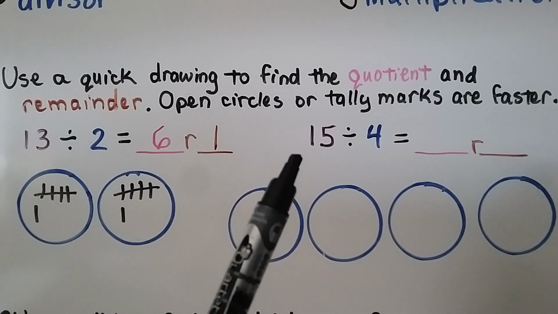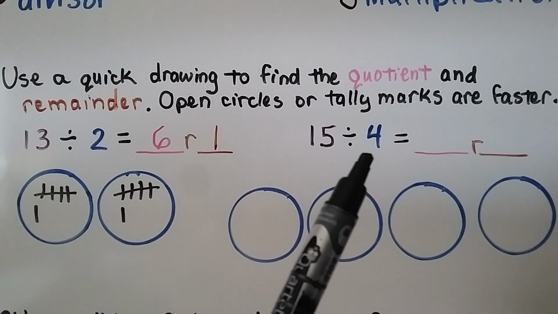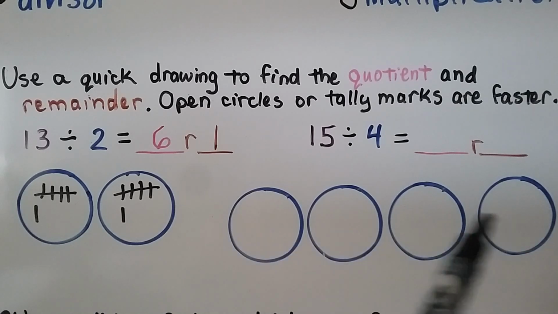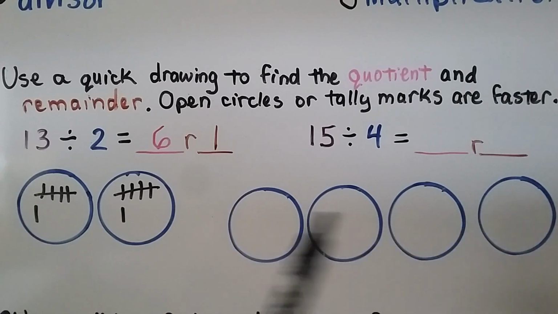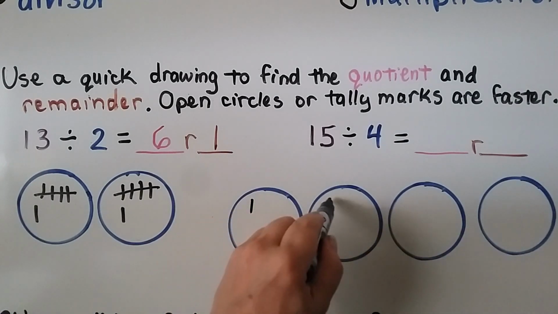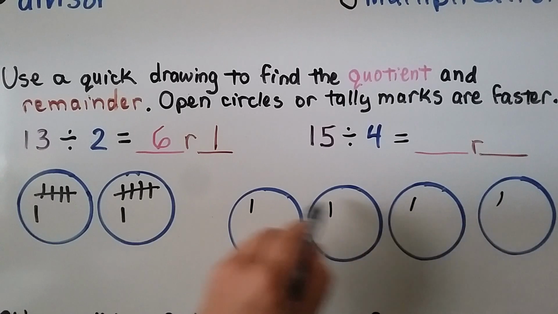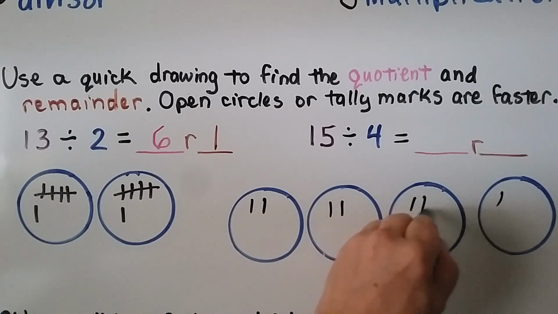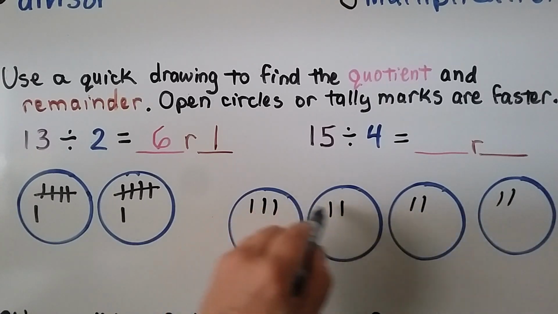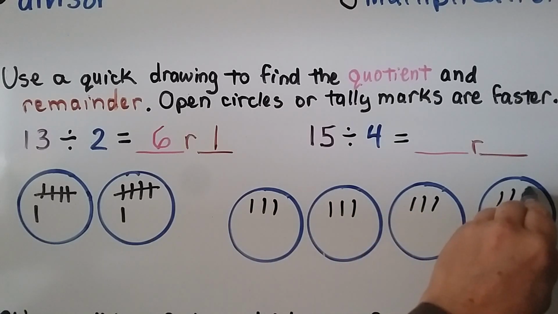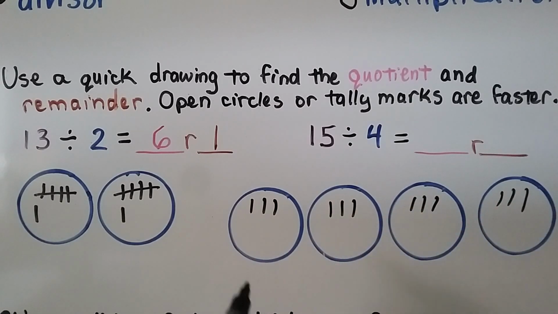Here we have 15 divided by 4. We can start by putting tally marks into our 4 groups. We put 1 in each group, so we do it evenly. We have 1, 2, 3, 4, 5, 6, 7, 8, 9, 10, 11, 12. If I do 13, 14, 15, that won't have enough. So we stopped at 12.